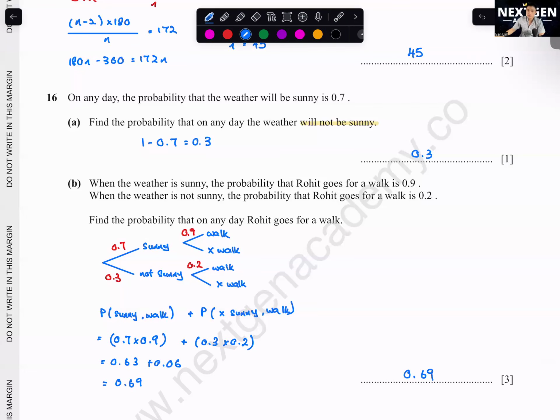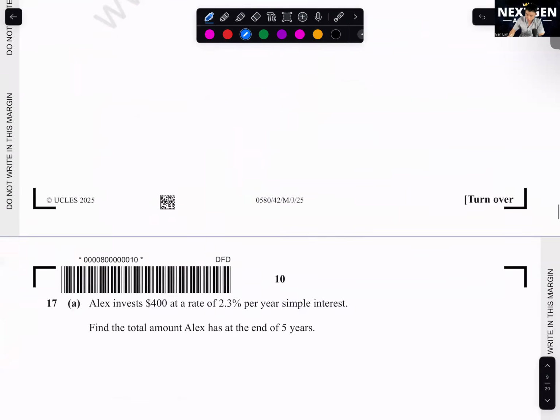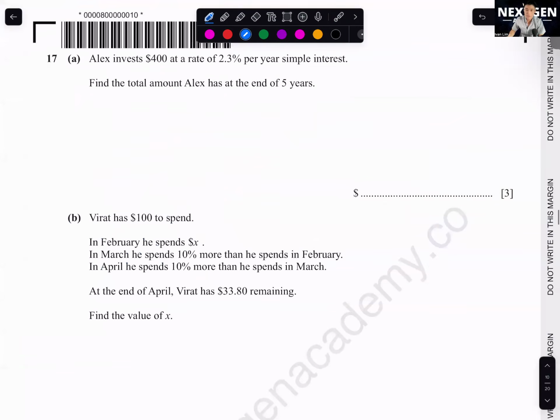Okay, clear? Those of you who are asking this question. All right, okay, let's go to question 17. Just now also quite a number here, not clear on how to do question 17.